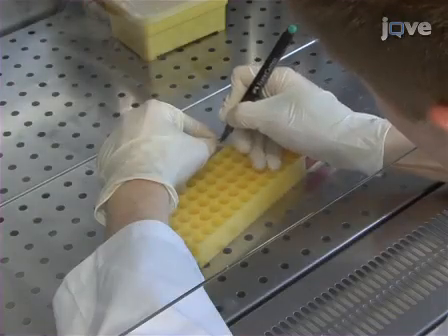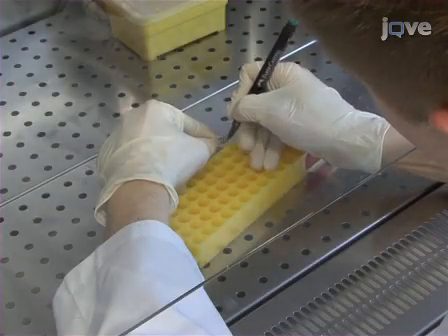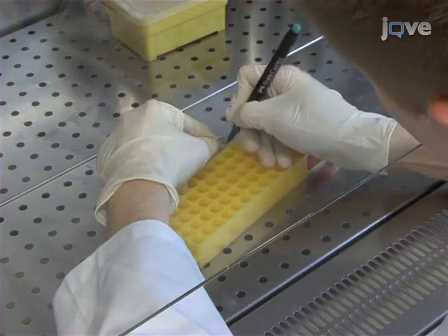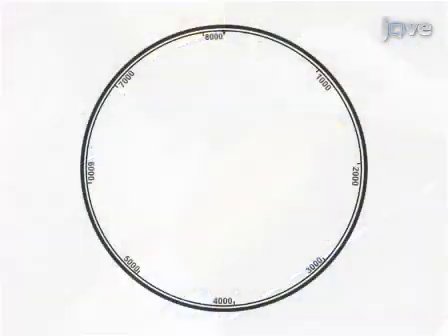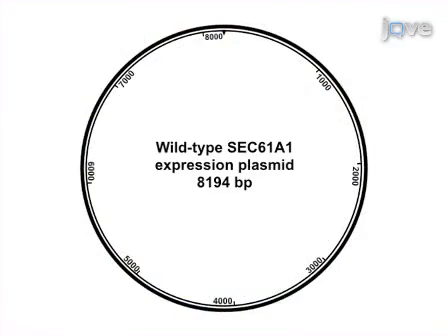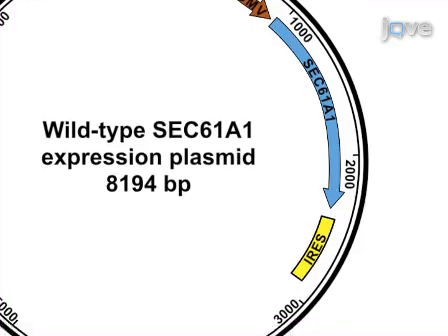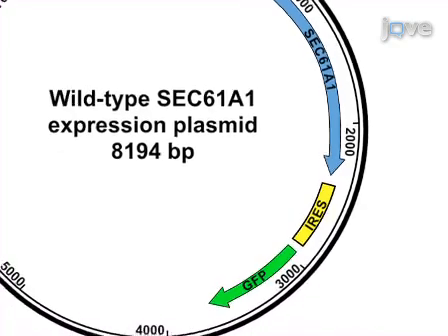48 hours after the first transfection, prepare to rescue the phenotype resulting from Sec61A1 silencing. Begin by labeling a new microcentrifuge tube for each reaction. The cells will now be transfected with either empty vector or wild-type Sec61A1 expression plasmid. The wild-type expression plasmid used here was generated by inserting Sec61A1 cDNA into the multiple cloning site of a pcDNA3 internal ribosomal entry site GFP vector containing the cytomegalovirus promoter, the IRES, plus the green fluorescent protein coding sequence.